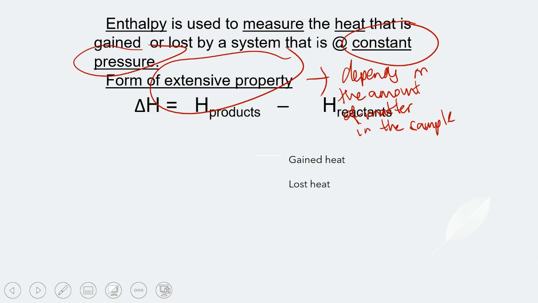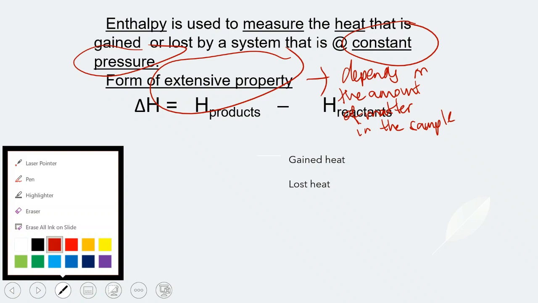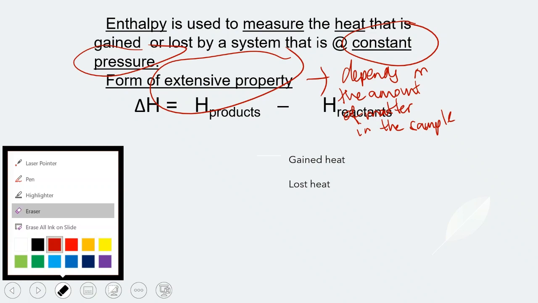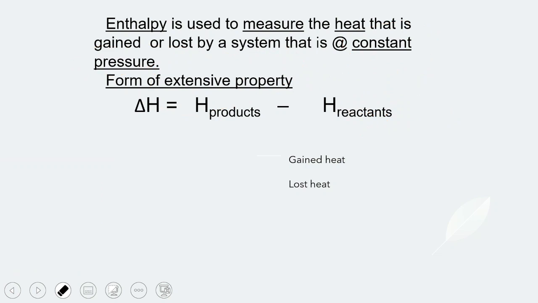Again, this is how you calculate it. If you have enthalpy in both products and reactants, the way you calculate its difference is you're subtracting your products minus your reactants.